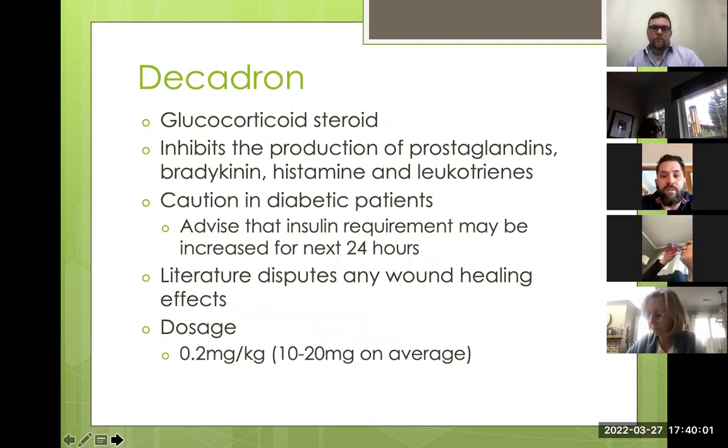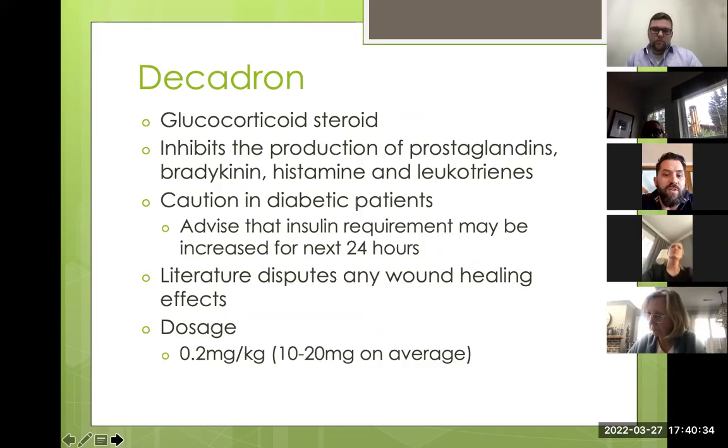Decadron is a glucocorticoid steroid, inhibits the production of prostaglandins, bradykinin. If you're going to use it in patients with diabetes, just let them be aware that if they're on insulin, for 24 hours, they could have an increase in their blood glucose levels. But a lot of diabetic patients are going to have an increased blood glucose level anyways because of the stress of surgery. So I'll still give Decadron to my diabetics. I may decrease the dose, maybe 4 to 6 milligrams.